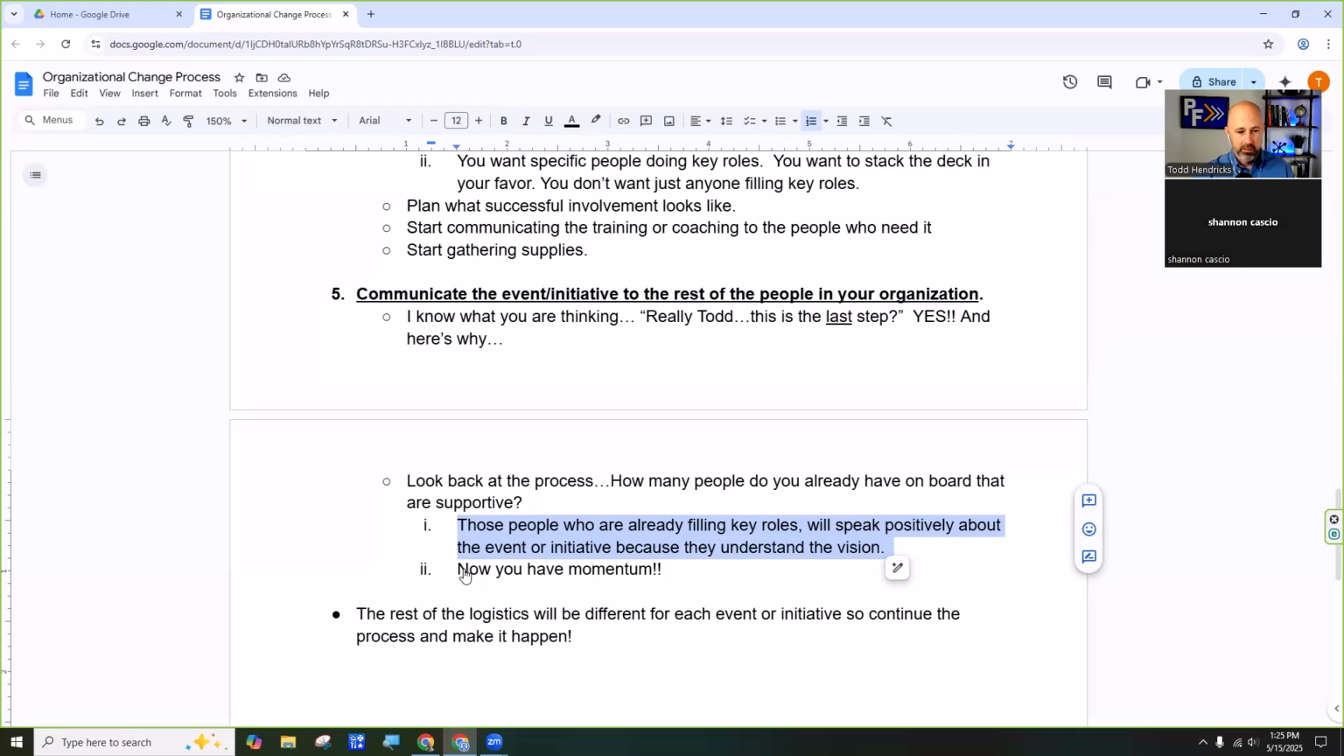And this last point here, this is key. Now you have momentum. Now you have people on your side working in your direction. I'm going to tell you a story about, I was doing this at a church, and some of you have heard this story before already, so that's okay. It's a good story.